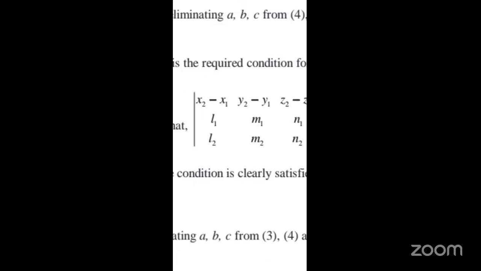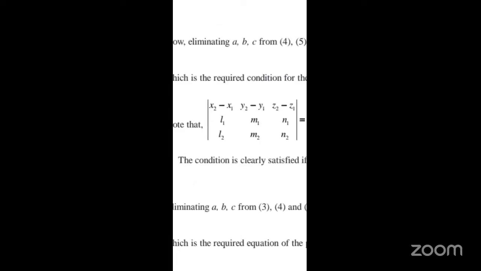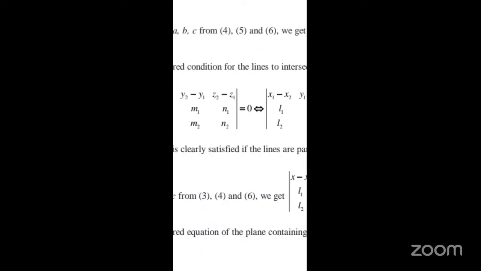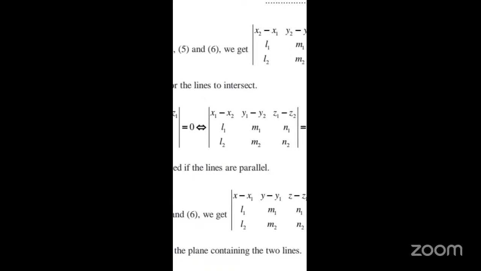So how to write the equation? The determinant with rows x2 minus x1, y2 minus y1, z2 minus z1; l1, m1, n1; l2, m2, n2 equal to 0. You can take either x1 minus x2 or y1 minus y2, there is no problem.